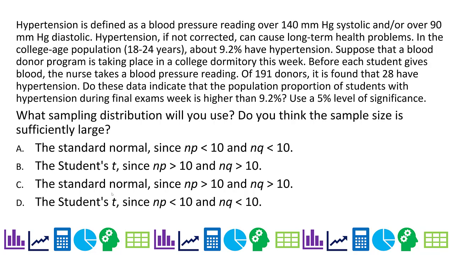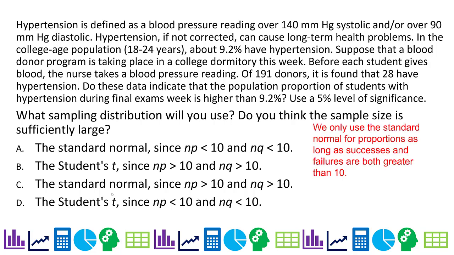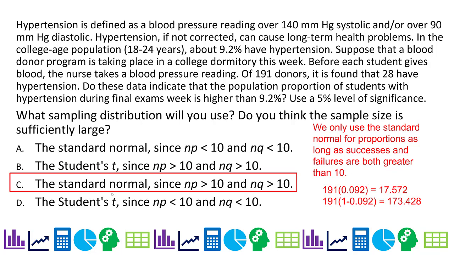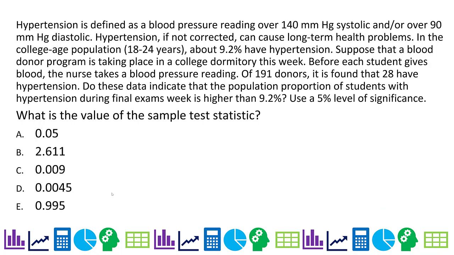What sampling distribution will you use? Do you think the sample size is sufficiently large? So we are working with proportions. That's always the standard normal, all right? So then we just need to make sure that our successes and failures are at least 10, and they are. So it's the standard normal, since both successes and failures are greater than 10. All right, that is the answer on your quiz, so please get it right.